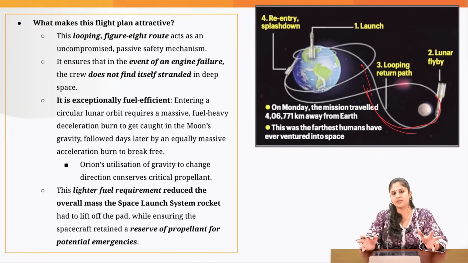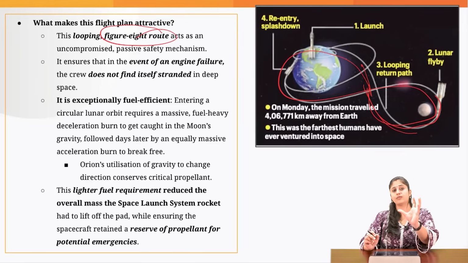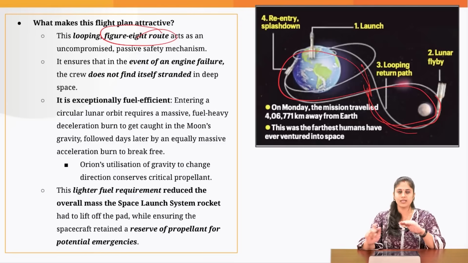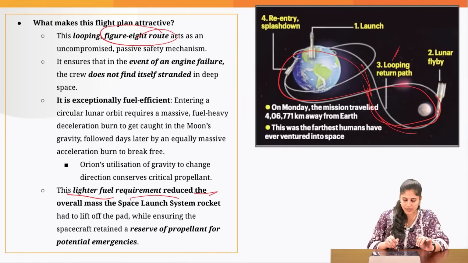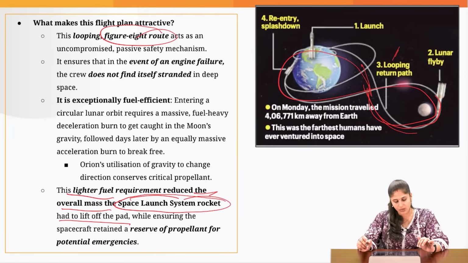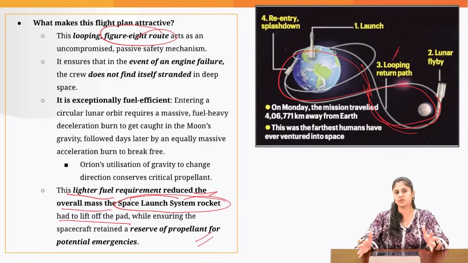Now, why is this mission very interesting? First and foremost, it is using this figure 8 route, as you can see. It is not following a circular path, because if you follow a circular path, you need more fuel: once to get into the gravity of the moon and once to leave it. Since this mission follows a figure-8 elliptical path, the fuel requirement is very low, and the lighter fuel requirement reduces the overall mass that the Space Launch System rocket has to lift off the pad. Hence it helps us save a lot of fuel. That is another reason why this mission is very interesting.